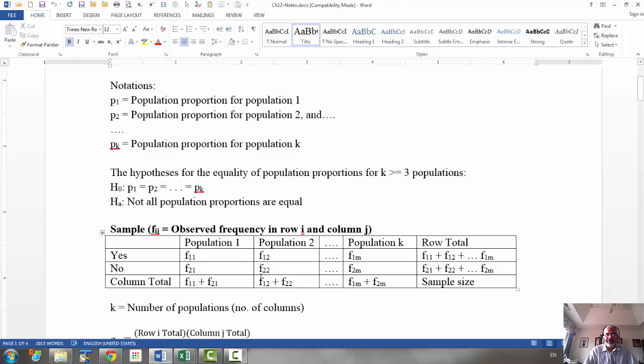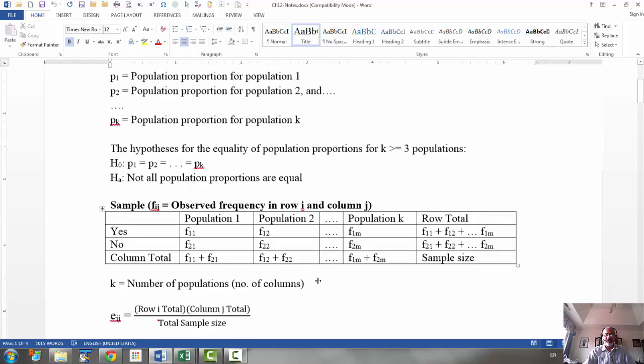Now we take samples from the k different populations. Each will have a sample size, and the sample will be divided into the number of favorables and not favorables, or yes answers and no answers for each of them. So now you can sum row-wise, and that will give you the total yeses from all the populations and total no's. That's your row total. If you sum the columns, you get the sample size for each population. And if you sum all these sample sizes, we get the total sample size.